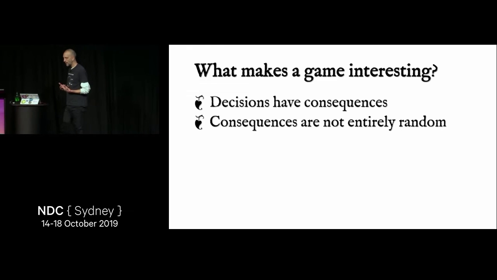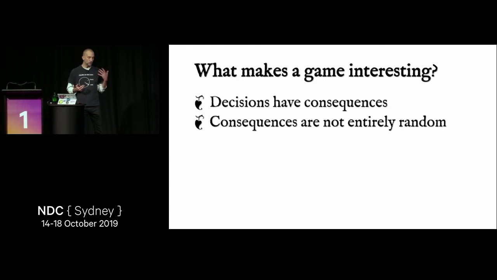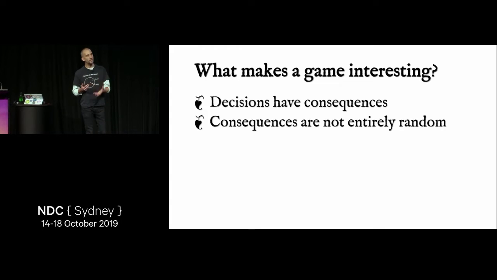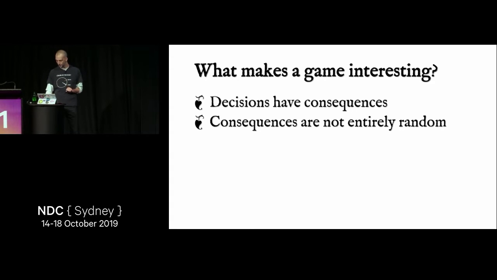If it's not random, then you know that when you make a smart decision, good results happen. When you make a bad decision, bad results happen. And that way, when you win, you know you were smart and you were a good player, and this is rewarding. So this is why you need rules.